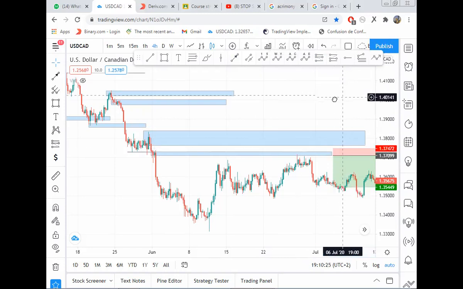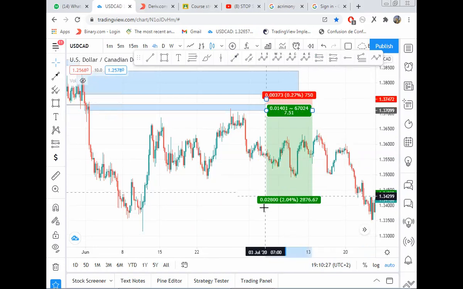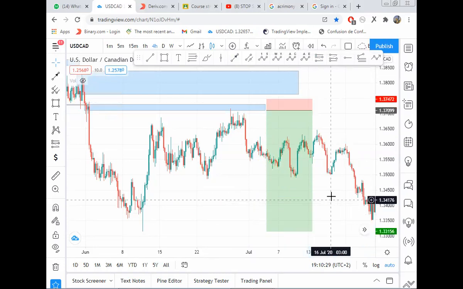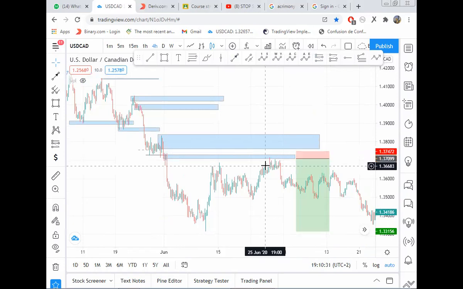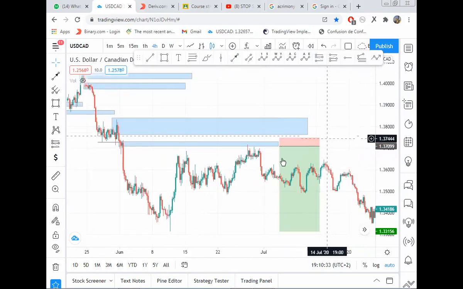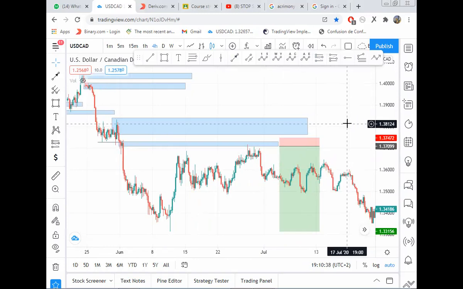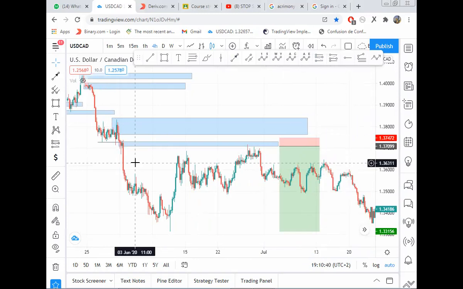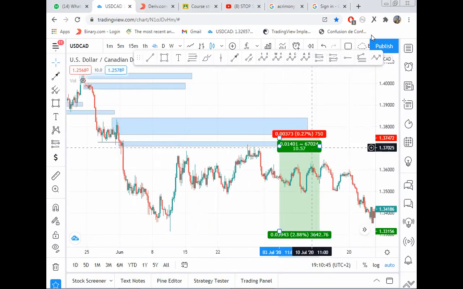Right. Okay, so if we put our target there, this is simply a 1:10 kind of trade. So that means if you get this trade, you'll have to lose 10 times for you to be in a loss, right? So let's continue.